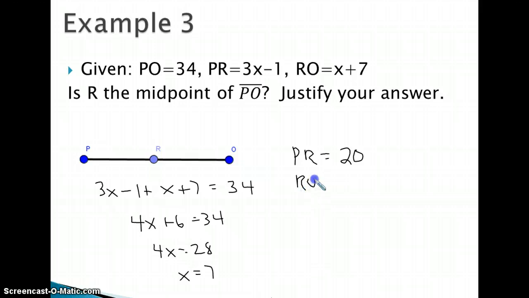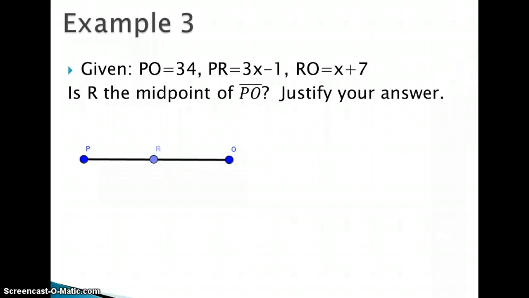And I'm going to put 7 into RO. 7 plus 7 is 14. We have a problem here because in order for R to be the midpoint, these two segments would have to be the same. They would both have to be equal, and they're not. So in this way, I'm going to say no, PR is not congruent to RO, and that's my justification, a reason. The work has got to be there as well. It's not simply a yes or no question. So that was one method: take the two smaller pieces and add them up to 34.